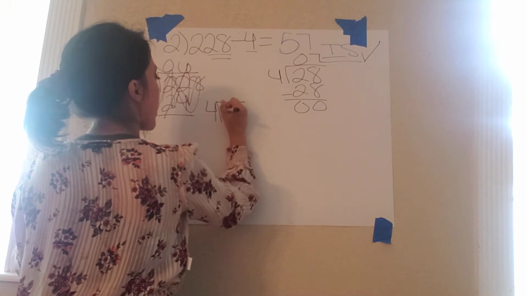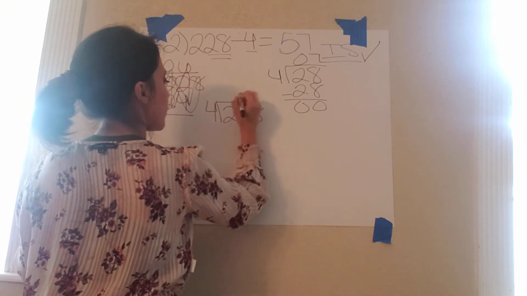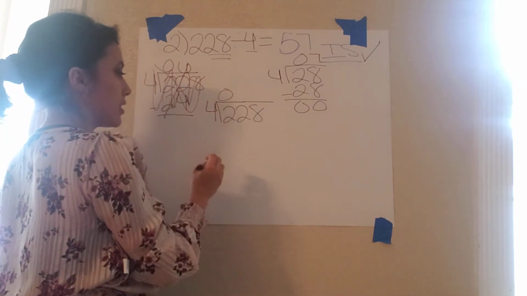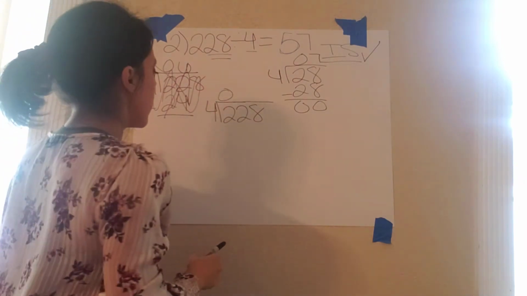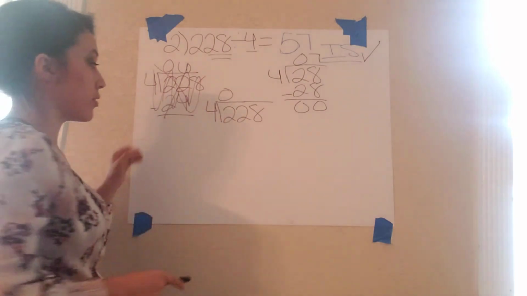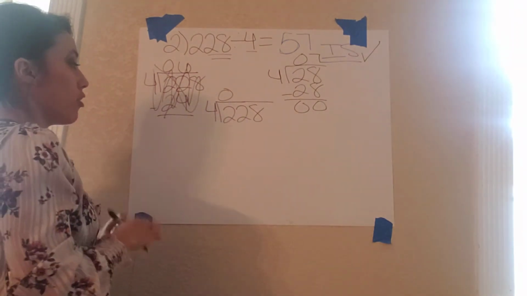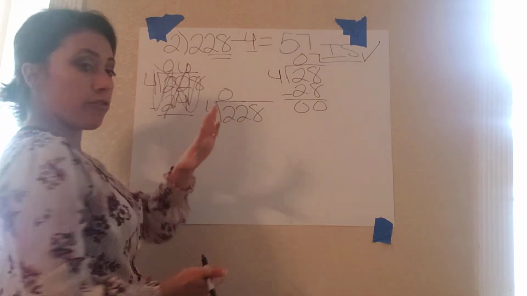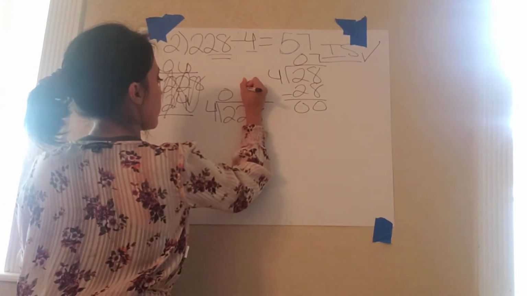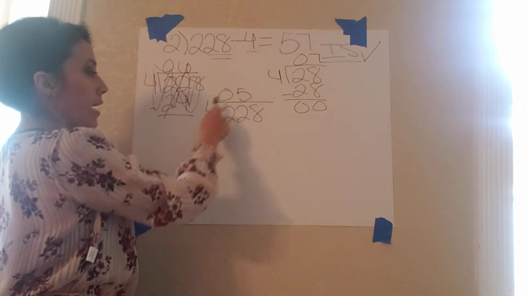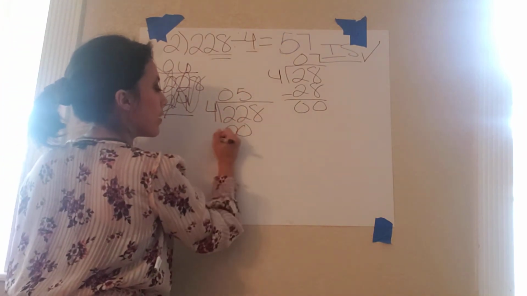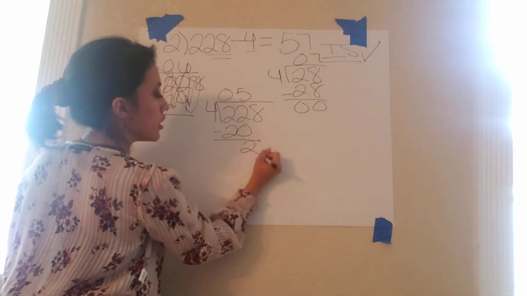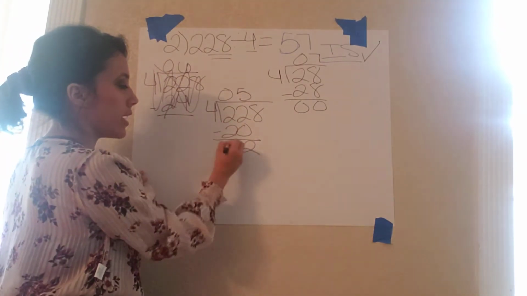228 divided by 4. 4 cannot go into 2, so we put a 0, and 22. So we can see how many times does 4 go into 22. So we're going to do the multiplication. 4, 8, 12, 16, 20. So 5. 5 times 4 equals 20. And 2 minus 0 equals 2. 2 minus 2 equals 0.